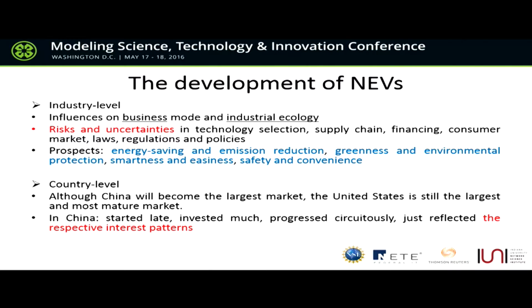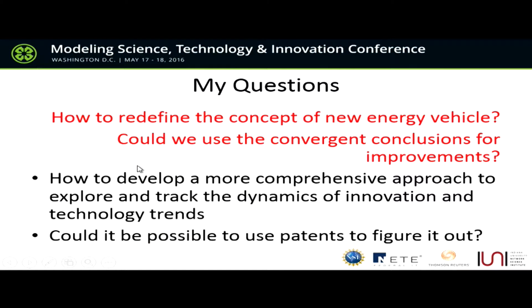And in China, the development of new energy vehicles started late, invested in March, progressed circuitously, just reflecting the respective interest patterns among different enterprises and government departments. So based on this, I have 2 questions. One is how to redefine the concept of new energy vehicle, because this term is used very differently among different papers. Second one, could we really use convergent conclusions for improvements in China?